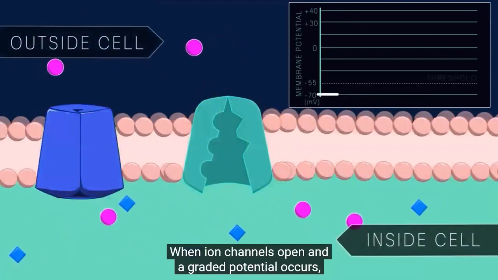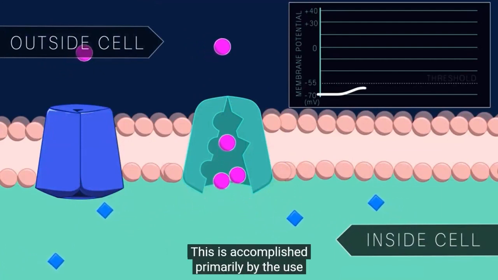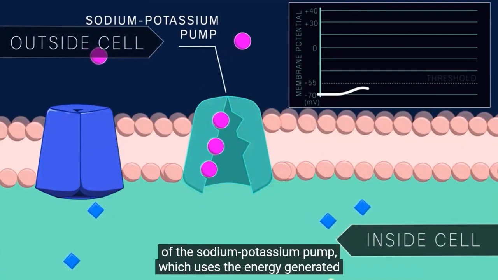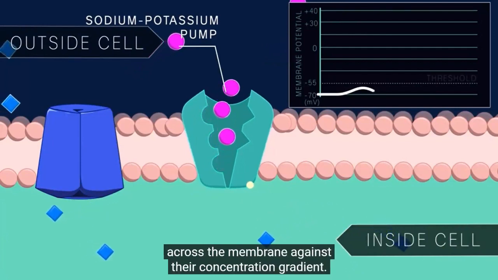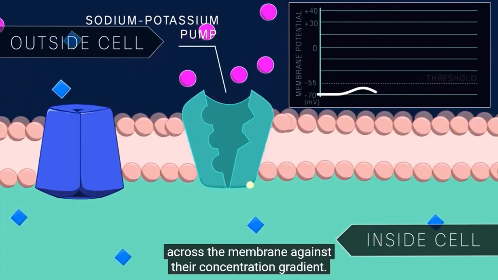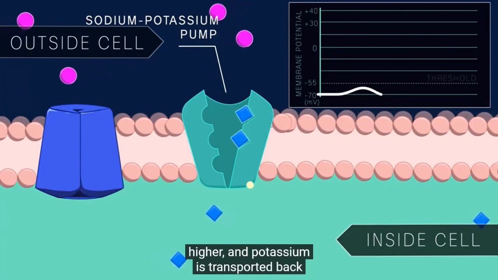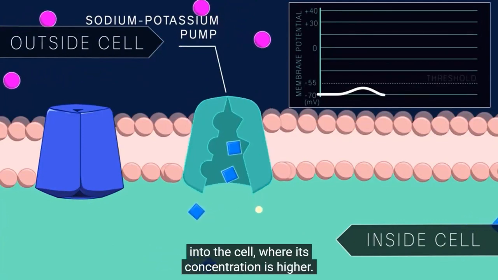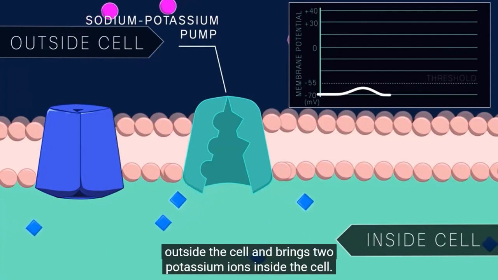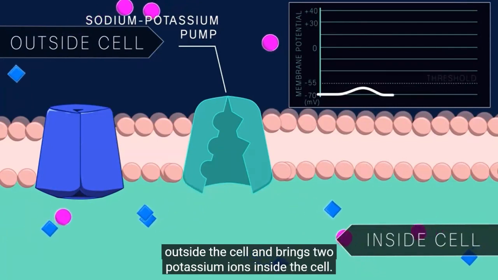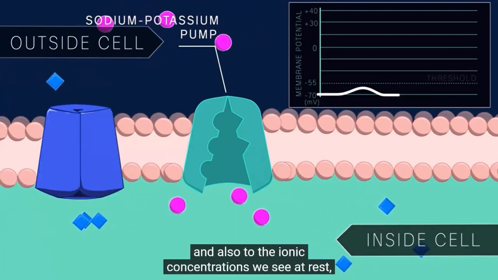This is accomplished primarily by the use of the sodium-potassium pump, which uses the energy generated by ATP hydrolysis to actively transport ions across the membrane against their concentration gradient. In other words, sodium is transported to the outside of the cell, where its concentration is higher, and potassium is transported back into the cell, where its concentration is higher. One cycle of this pump transports 3 sodium ions outside the cell and brings 2 potassium ions inside the cell. This unbalanced charge transfer contributes to the separation of charge across the membrane and also to the ionic concentrations we see at rest, thus restoring the chemical and electrical gradients to their resting levels.